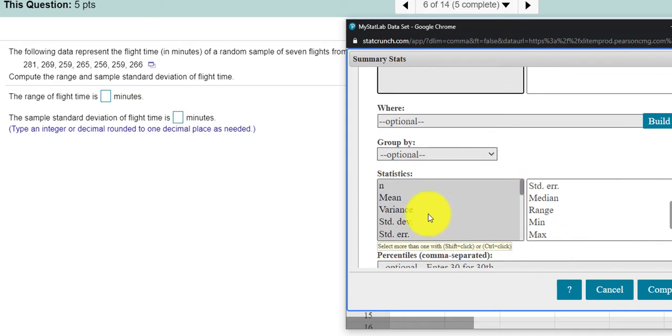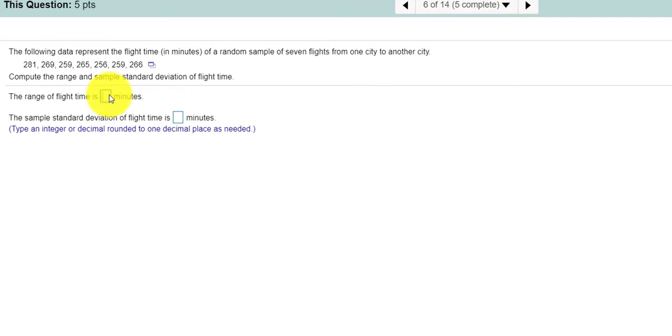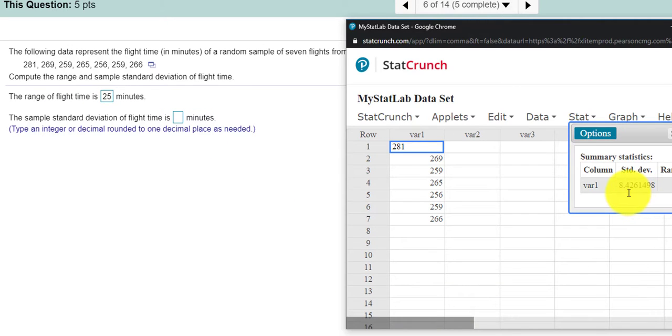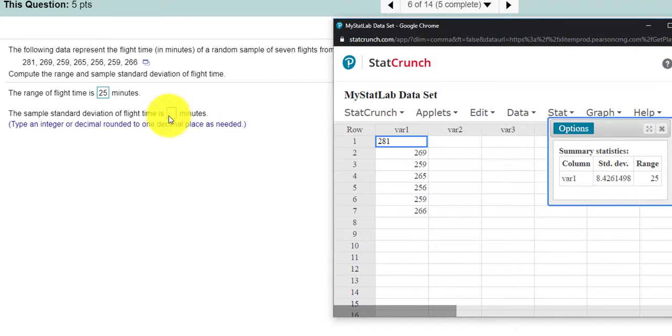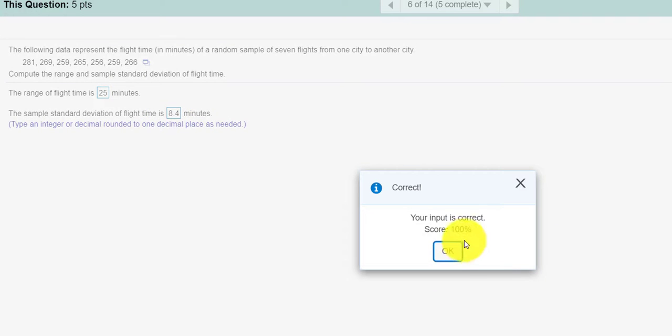Variable 1, and I think, let's see, I'm going to want the standard deviation eventually, and the range is down here. Press compute. So the range is 25 minutes. And again, that's just taking the biggest number and subtracting the smallest number from it. And then my standard deviation was 8.4, right? Because it says 1 decimal place. And I think that should do it. And we get the 100%.